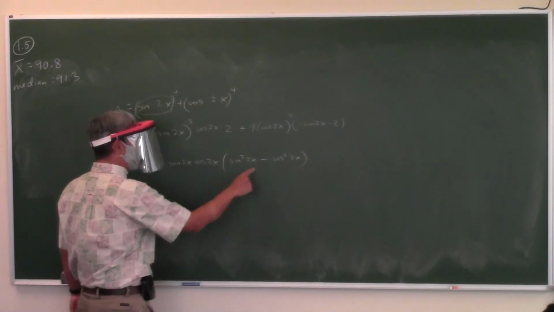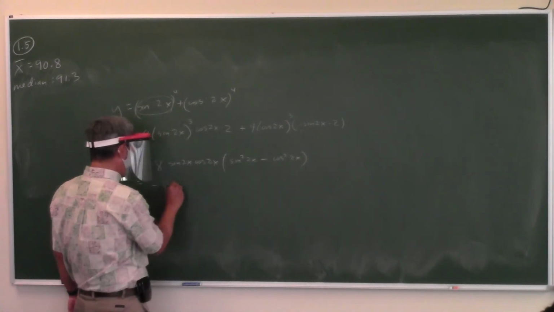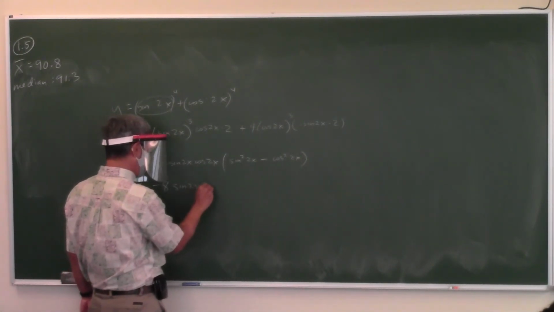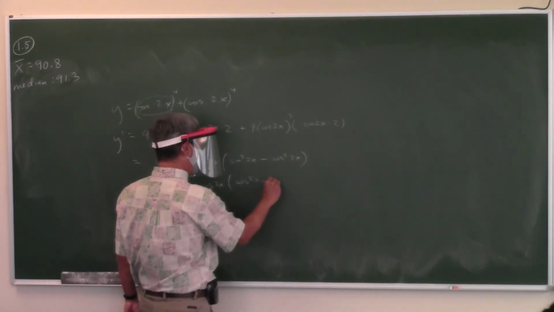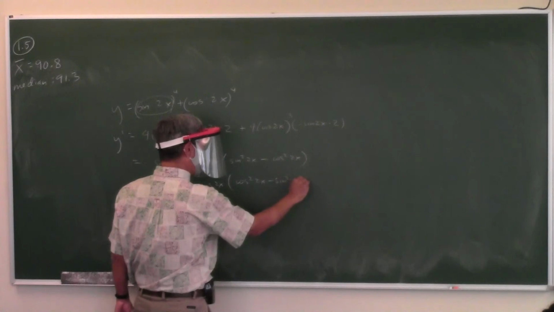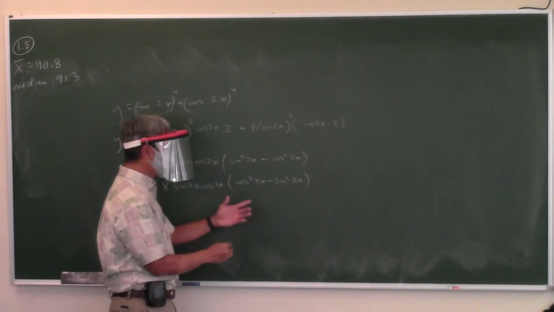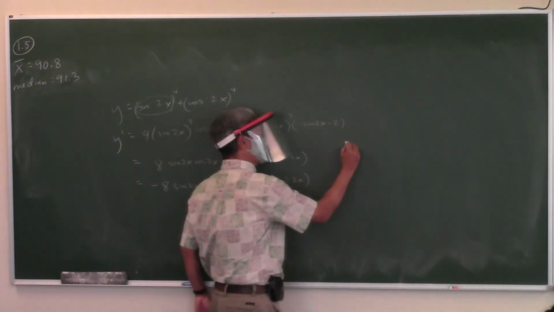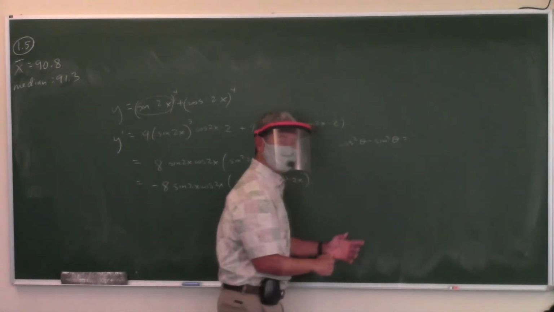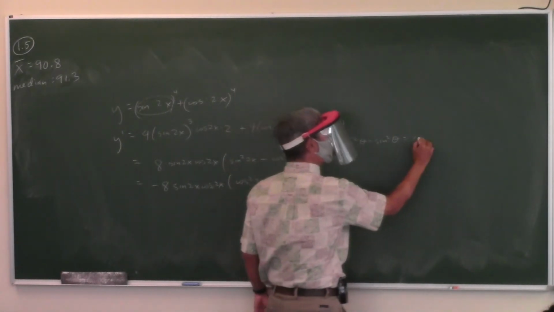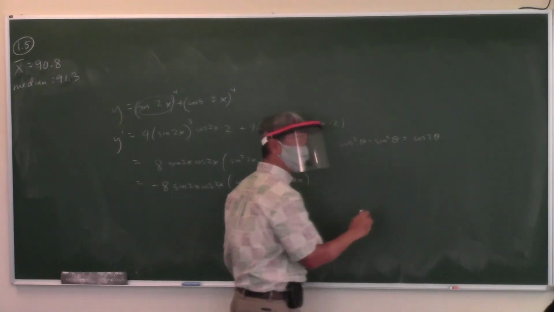You see this minus sign, factor it out. And then you're going to get cosine squared theta minus sine squared theta. Cosine squared theta, here, I'll write it down. Cosine squared theta minus sine squared theta. Hey, that's something, huh? Cosine 2 theta.